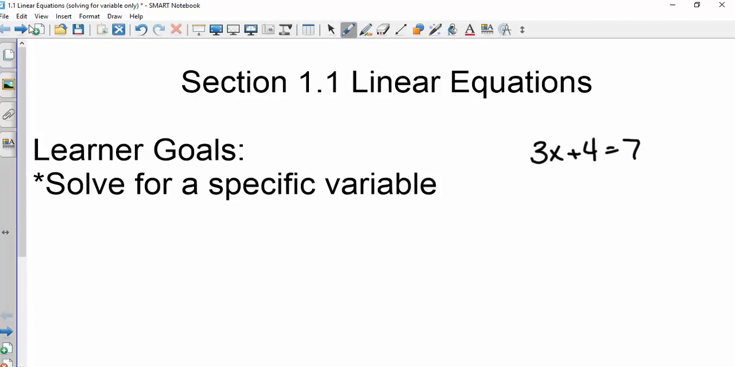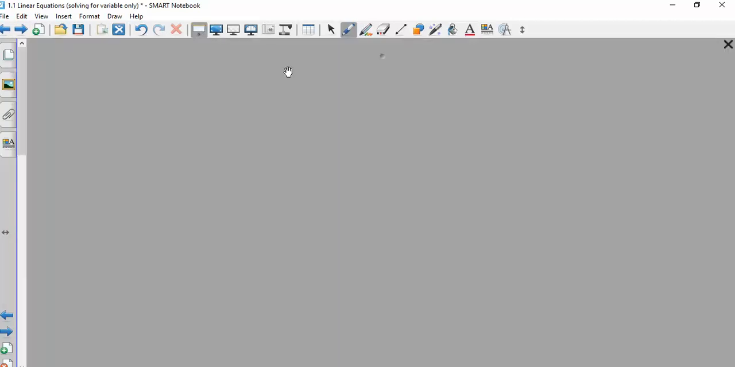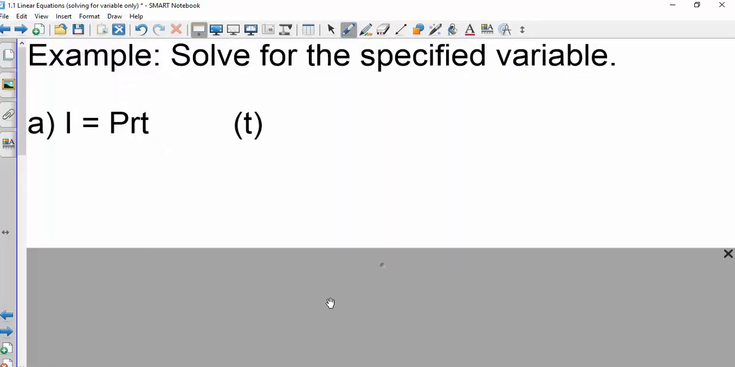But what if I gave you an equation that only had variables in it? If I said I equals p times r times t, and I asked you to solve for t. So you're not going to get an actual number answer here. There are no numbers in this at all. But do you know how to manipulate that equation to get the thing I asked for? So what would we have to do to get the t by itself?